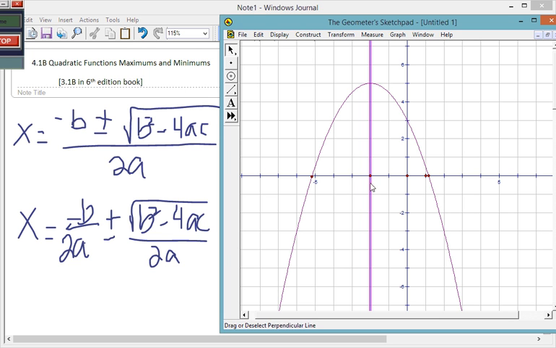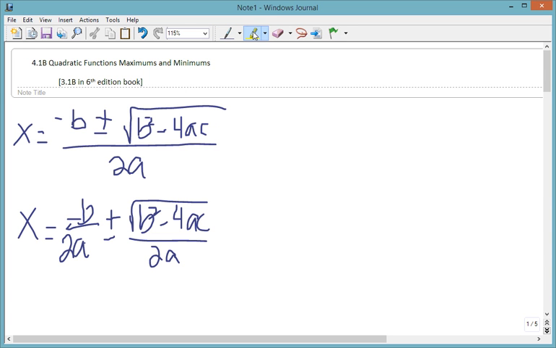So this x value here that goes through the vertex has to be negative b over 2a. Because then to get the zeros, I would add the square root of b squared minus 4ac over 2a to get this one, and I would subtract it to get this one. But that leaves negative b over 2a right in the middle. So this right here is my vertex. Simple, huh? That's the x part of the vertex.